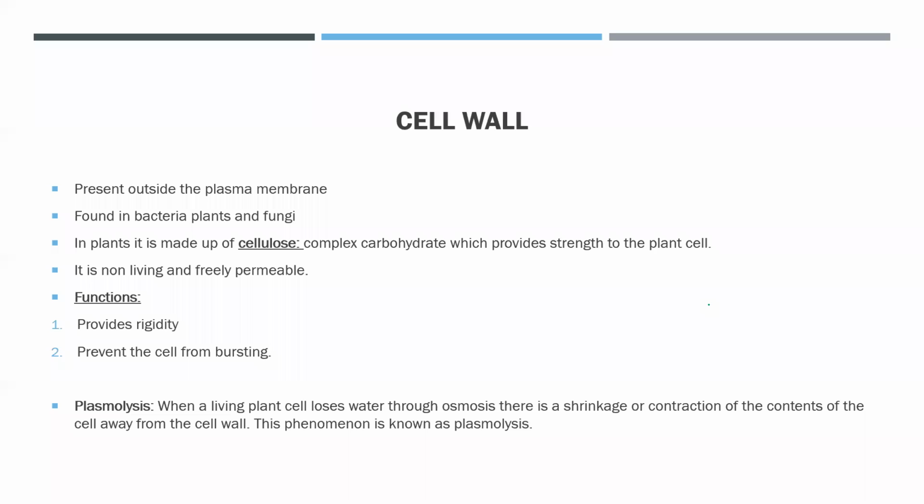Now, the cell wall is a very important structure because we need to compare it with the cell membrane as well. The cell membrane was selectively permeable, right? But this particular membrane, which is called the cell wall, is actually freely permeable. And because it is freely permeable, it can allow any substance to get across it.